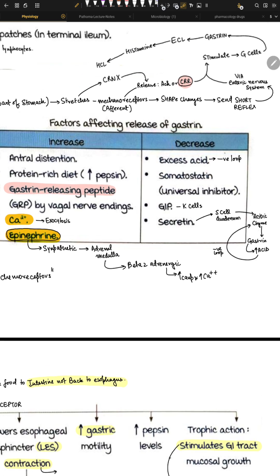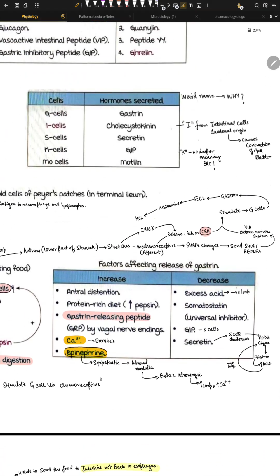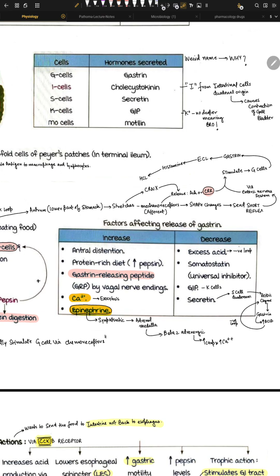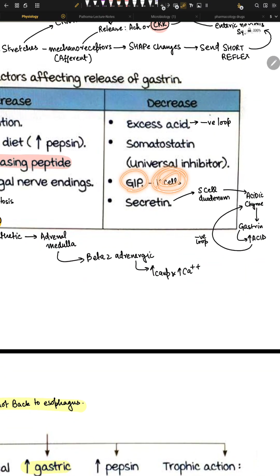GIP, that is inhibitory peptide. I told you GIP was gastric inhibitory peptide, so it's inhibitory in nature. They are produced by K cells. I hate the name K cells because it just doesn't make sense.